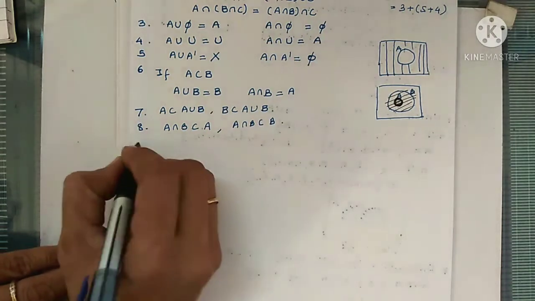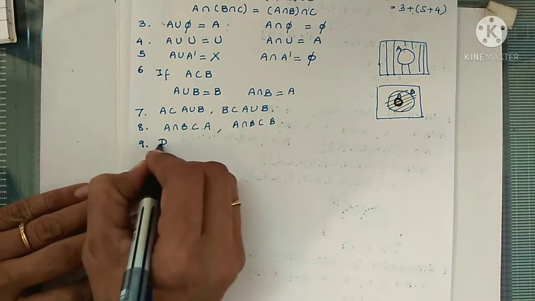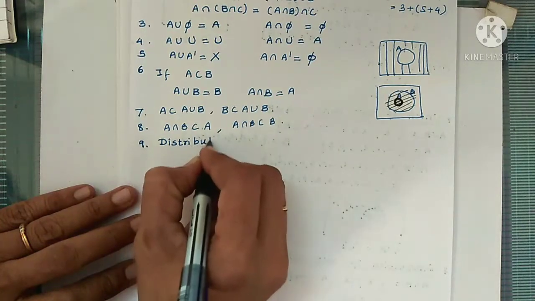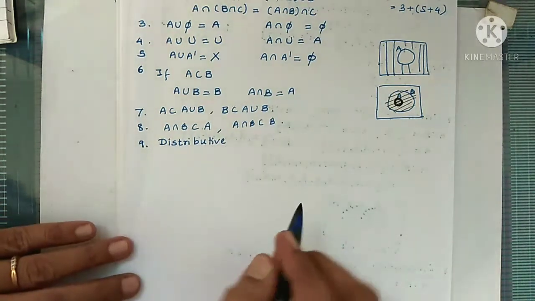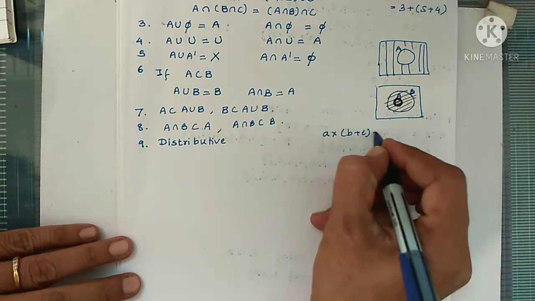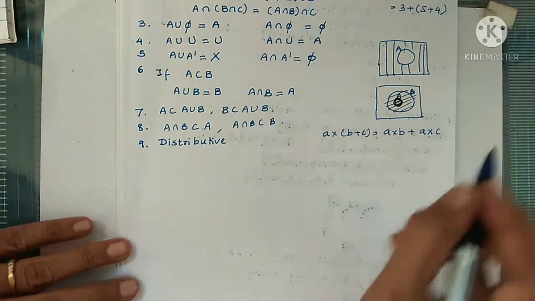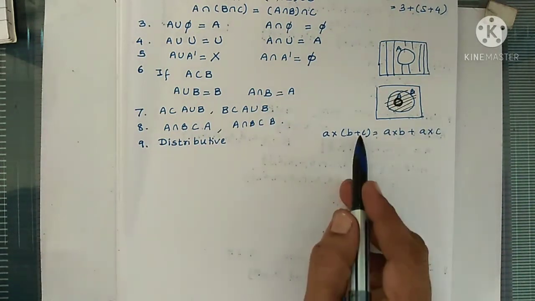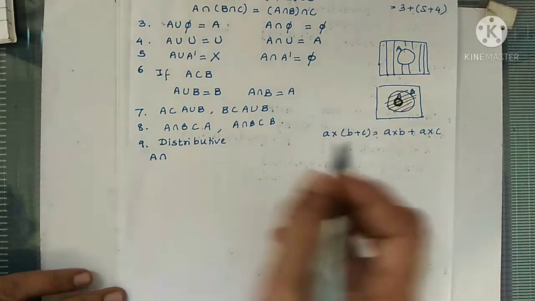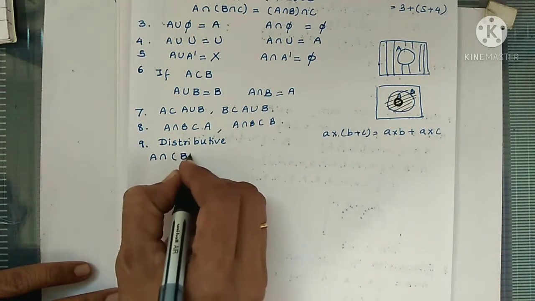But the most important properties are 9 and 10. This one is known as the distributive property. So what is the distributive property? Basically, the distributive property is A into (B plus C) is A into B plus A into C. This is distributivity of multiplication over addition. So we are using the same thing here. See here the operations are different. So in distributivity the operations are different.